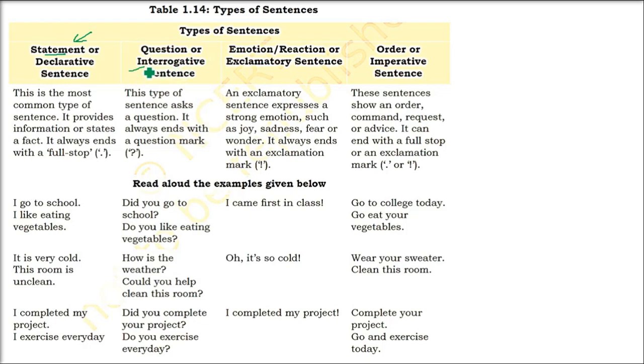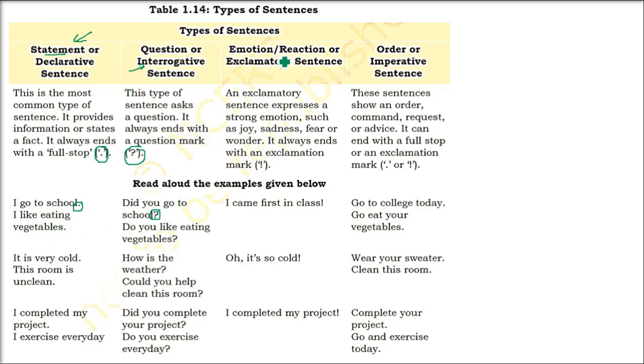Question or interrogative sentence means here a question is being asked, so it ends with a question mark. A declarative statement is just an assertion, only a period or a full stop. So here you see a full stop, and in this example, you see a question mark. I go to school, the question can be formed: did you go to school? I like eating vegetables, the question can be asked: do you like eating vegetables?